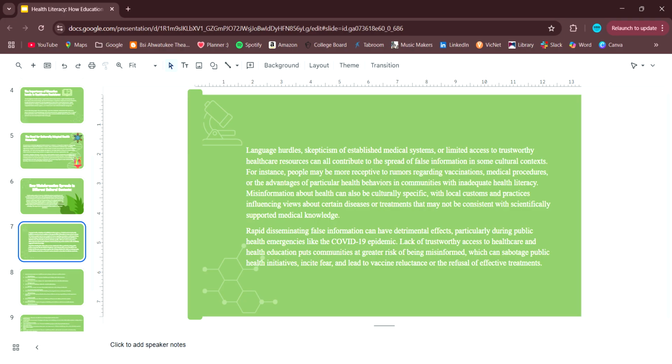So it's really crucial that we create culturally relevant materials to ensure that this does not occur. Once again, rapidly disseminated false information can have detrimental effects, particularly during public health emergencies such as the COVID-19 epidemic. A lack of trustworthy access to healthcare and health education puts more communities at greater risk of being misinformed, which can sabotage public health initiatives, incite fear, and lead to vaccine reluctance or refusal of effective treatments.